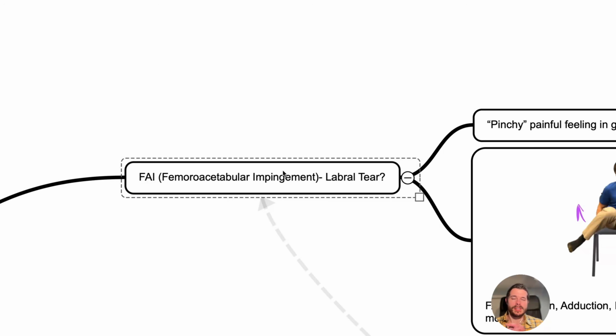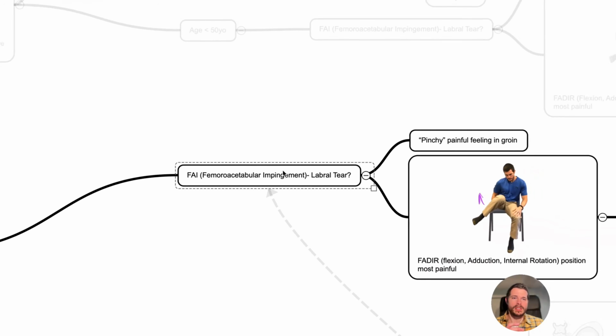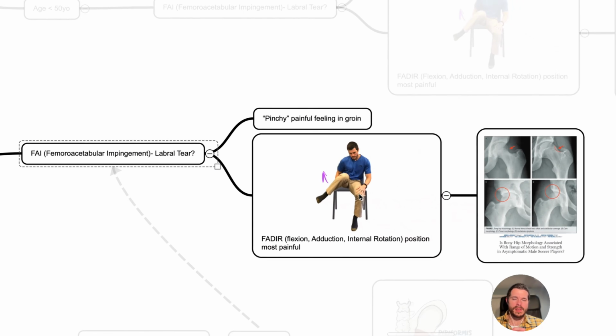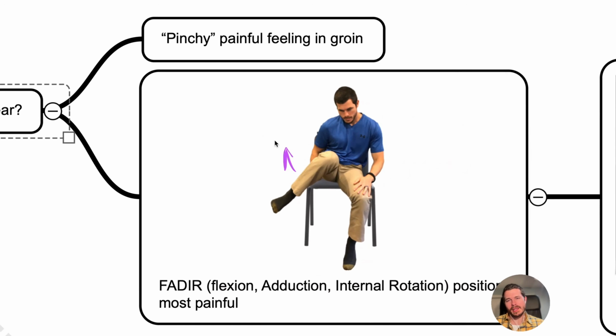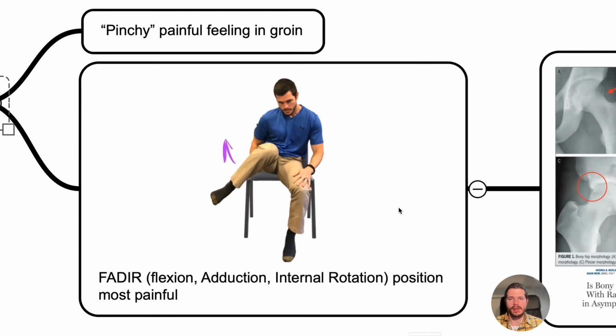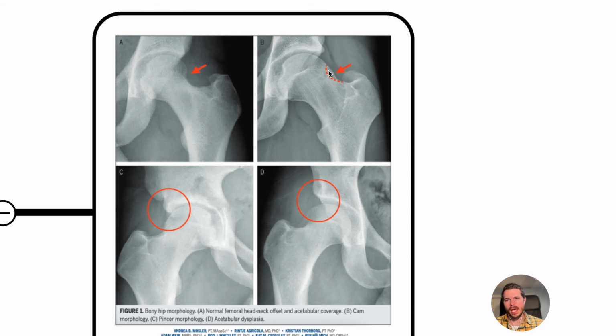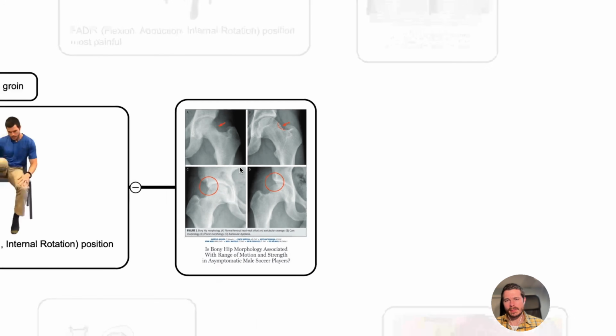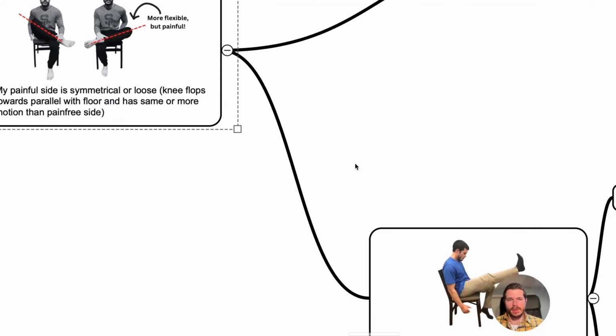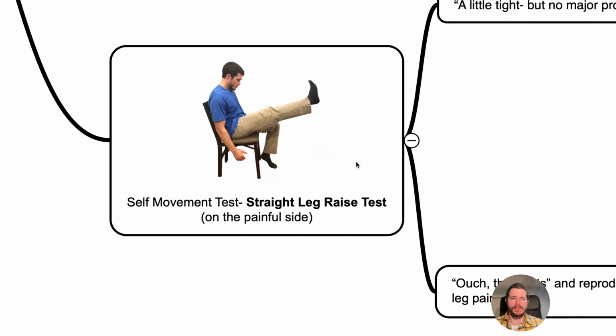Labral tear. I just said it could be stiff and painful. It could also be loose and/or symmetrical in motion and painful if it's not too advanced. Pinchy feeling in the groin. Again, this motion of trying to rotate the leg out, spin the leg out, is painful. Often causes a pinch and pain in the buttock, groin, etc. And here are the different pictures. Cam, pincer, etc. Now, another potential cause could be something that impacts the sciatic nerve.